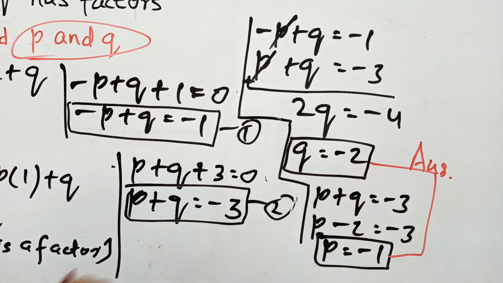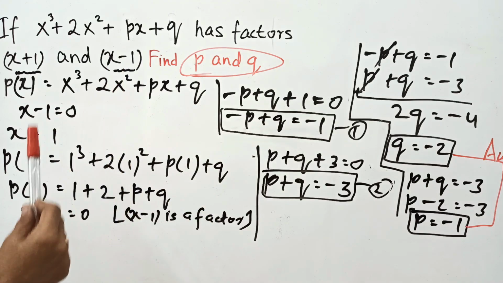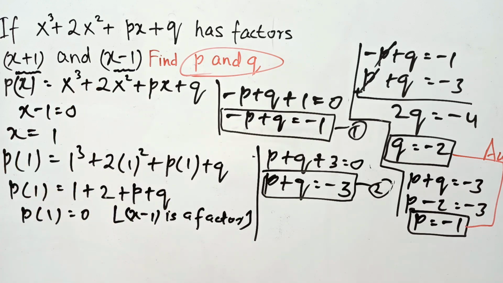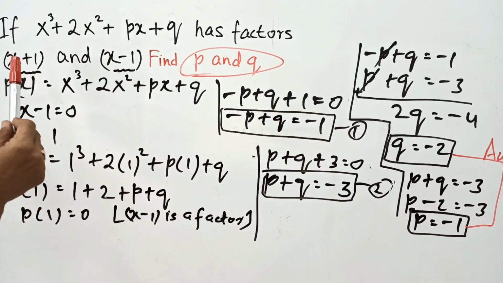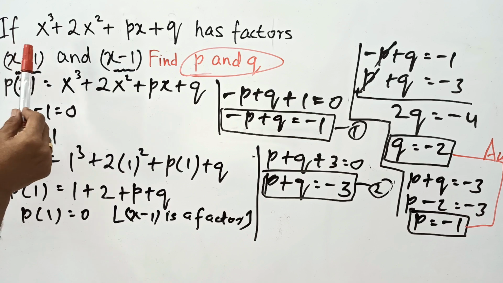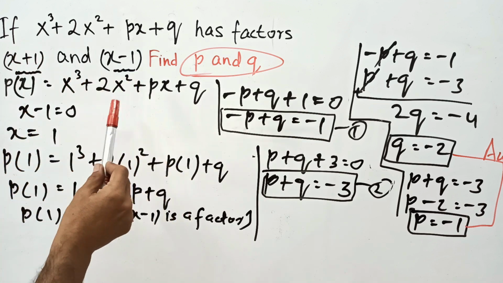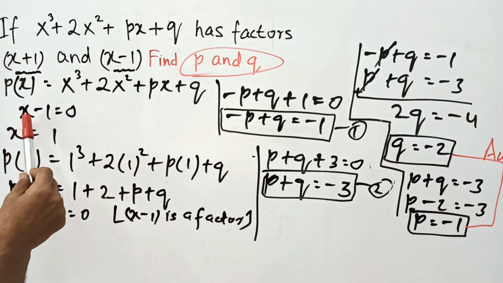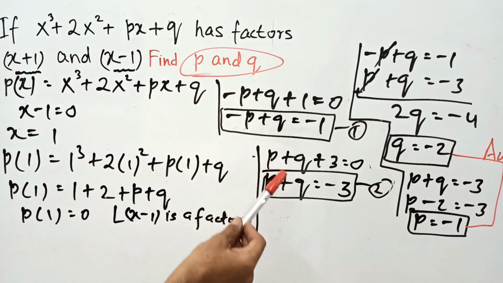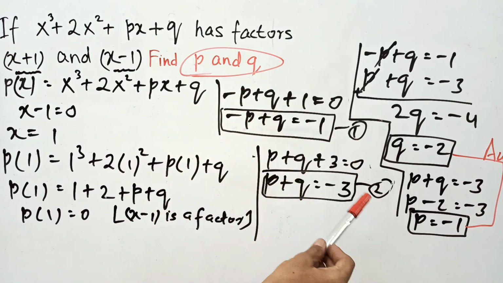This is the answer. I would advise you to pause the video and do the practice yourself. The very simple concept of the factor theorem: x plus 1 is a factor, so we'll put x is equal to minus 1 and get one equation. Then x minus 1 is a factor, put x is equal to 1, get another equation, then solve these two equations and get the values of p and q.